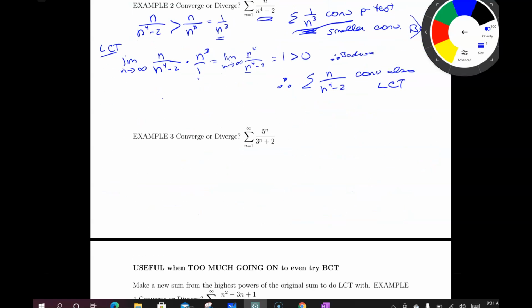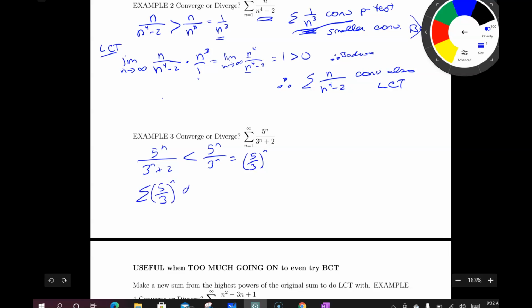Okay, one more here on this page. Let's start with our basic comparison because it looks like it might work, right? There's just one number to pull off. So this has more in the denominator. This is the same thing as saying 5/3 to the nth power. What do I know about the sum of 5/3 to the nth? Oh yes, that's a divergent geometric sum. So that's not good because this gives me the larger diverges. So BCT fails, right? You don't have to write this. I'm just reinforcing what you know.